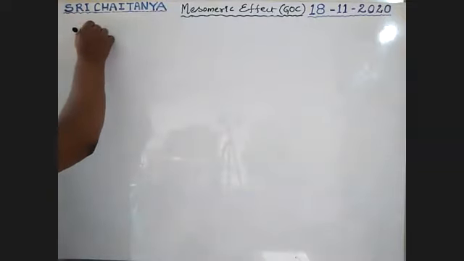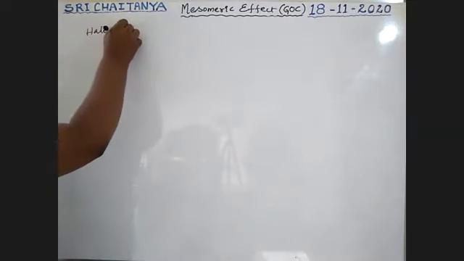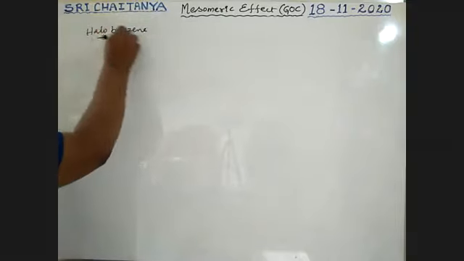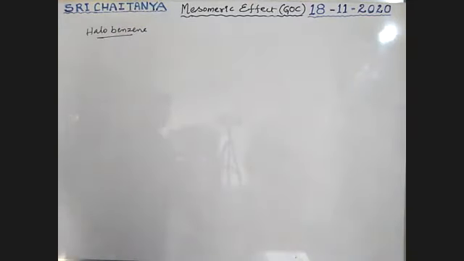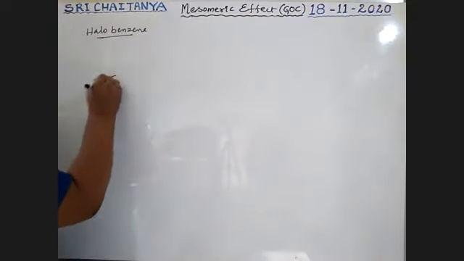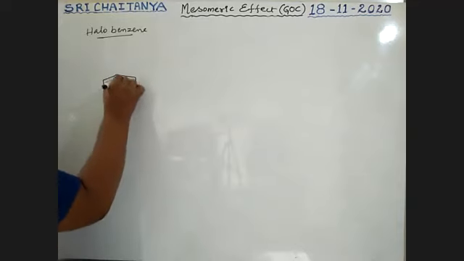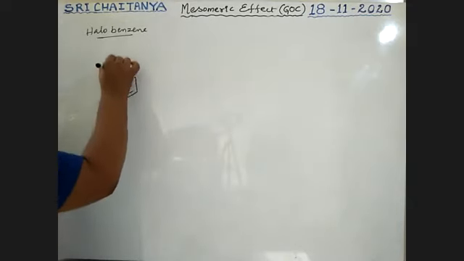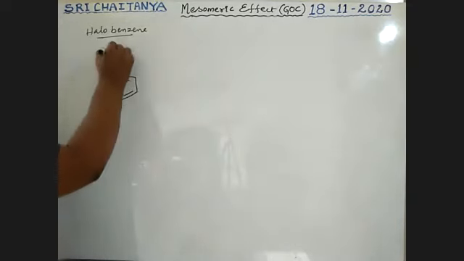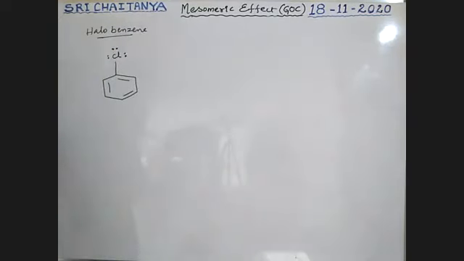Halobenzene, a special case. Halobenzene means a halogen atom is attached to the benzene ring. See here, I am taking chlorobenzene. Chlorine has 3 lone pairs.